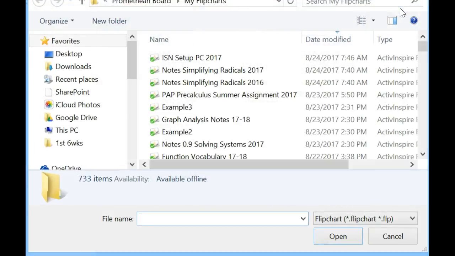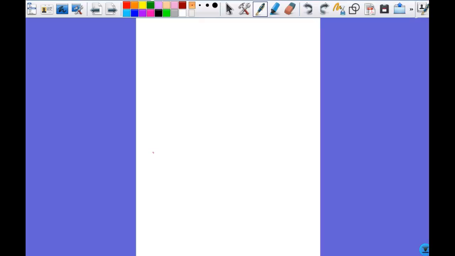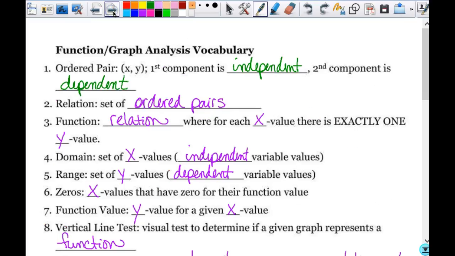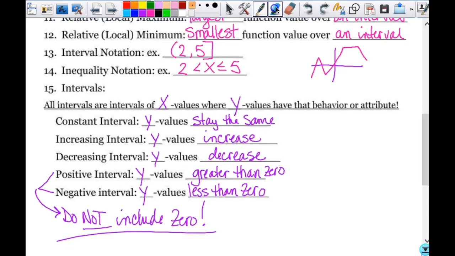let me see if I can. Yes. And that's what it's called, function vocabulary. So let me show where it says on there. It says it right. So we can kind of talk about it again. So when we started talking about intervals, right here, this is what I think is confusing some of you, is that all intervals are intervals of x values where the y values have that behavior. So you're asking yourself, when it says positive, when are the y's positive? And you look at that, but what you write is the x values. Does that help a little bit?